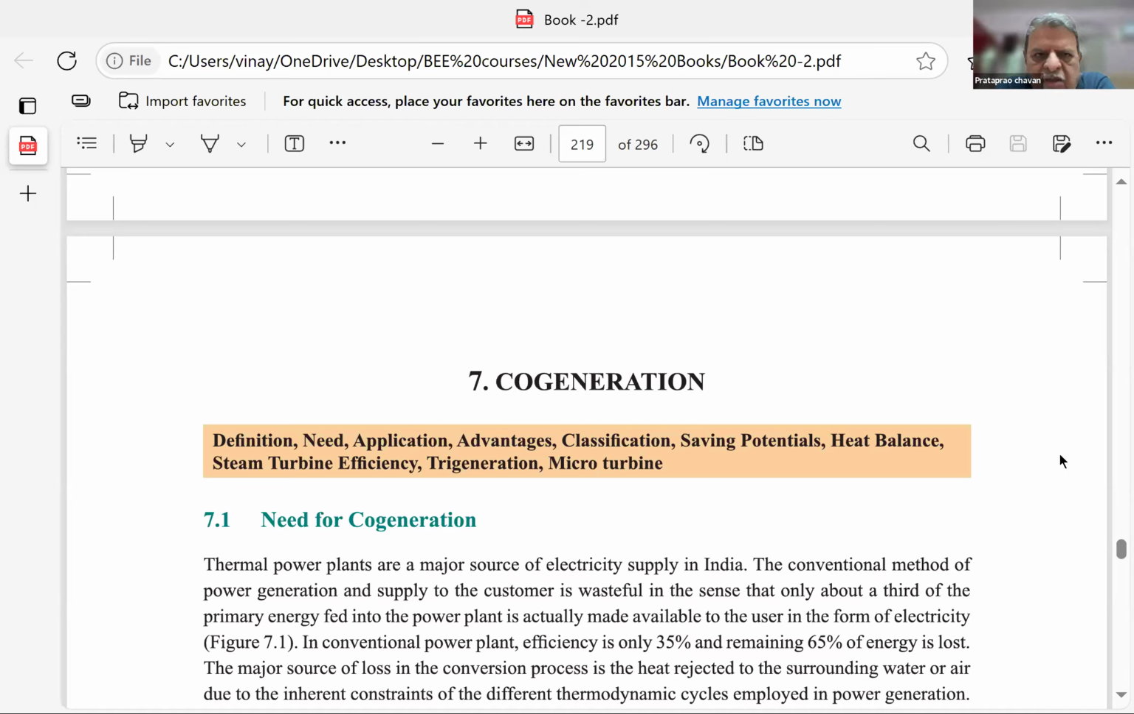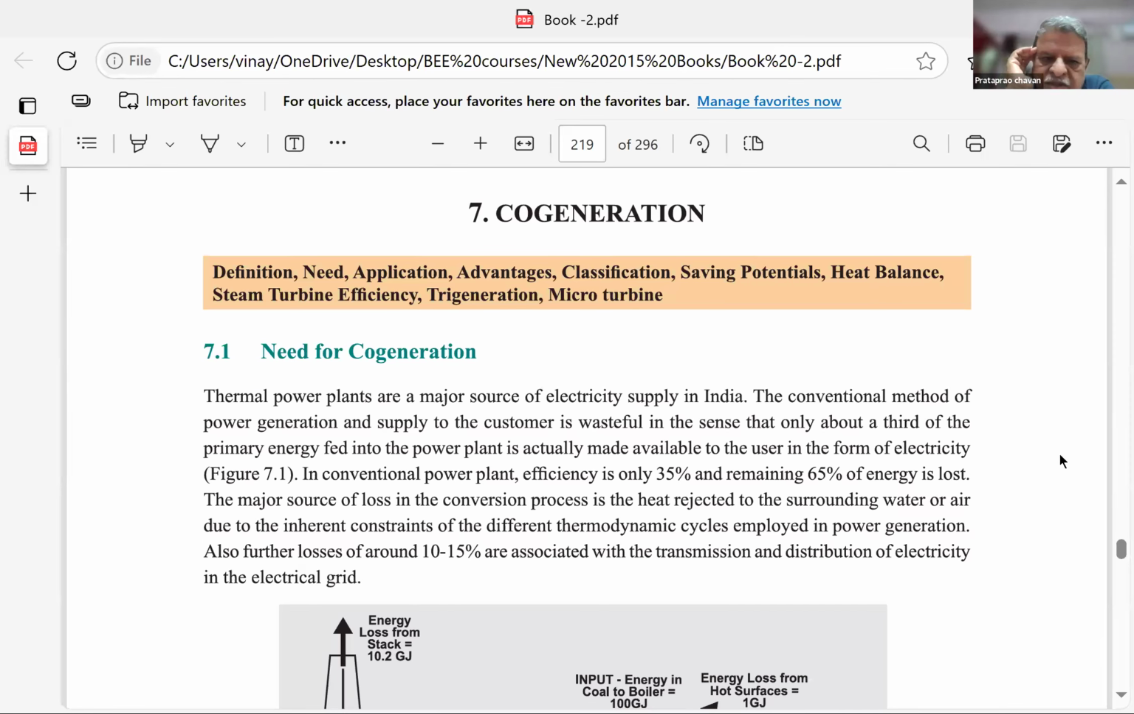So in this chapter, what we will be looking at basically is the cogeneration definition, need for cogeneration, why we want to go for cogeneration, its application in real practice, what are the advantages, classification, what are the saving potential, heat balances, steam turbine efficiency, trigeneration, and micro turbine. All these are necessary for clearing our concepts regarding energy efficiency, particularly in heat energy. So let us start. What is the need for cogeneration?